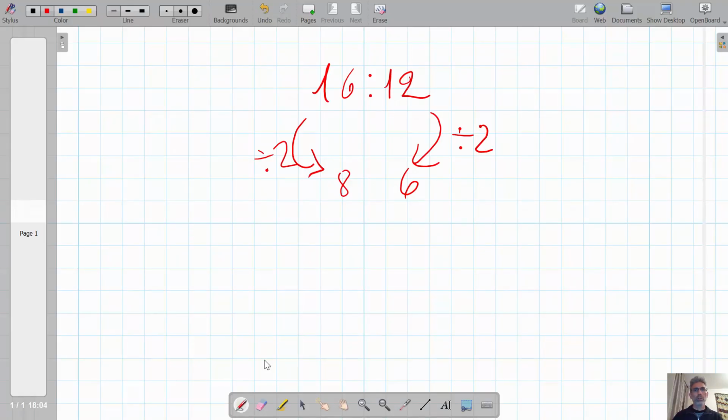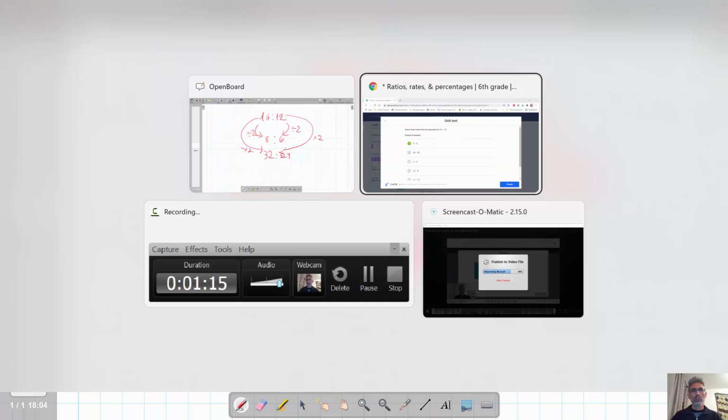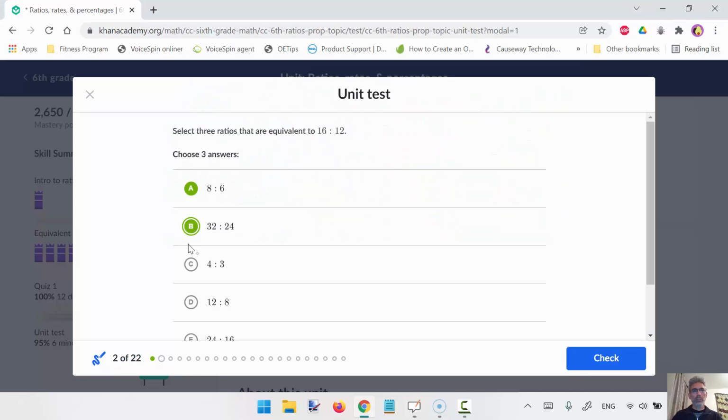32 to 24. Okay, if we multiply 16 by 2, we go to 32. If we multiply 12 by 2, we go to 24. So 32 to 24 is also correct.